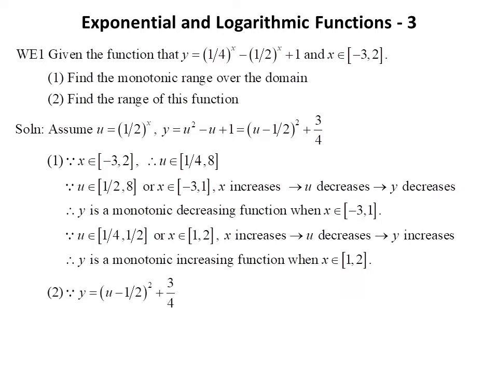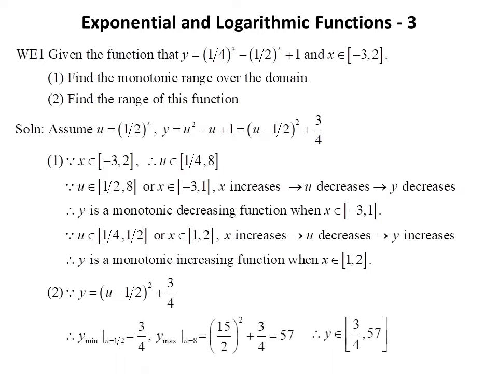As for the second question, based on the turning point form of y equals (u minus 1/2) squared plus 3/4, y reaches its minimum 3/4 when u equals half, which is equivalent to x equals 1. Meanwhile, y reaches its maximum value 57 when u equals 8, which is equivalent to x equals -3. Hence, the range of the function is between 3/4 and 57, including both endpoints.